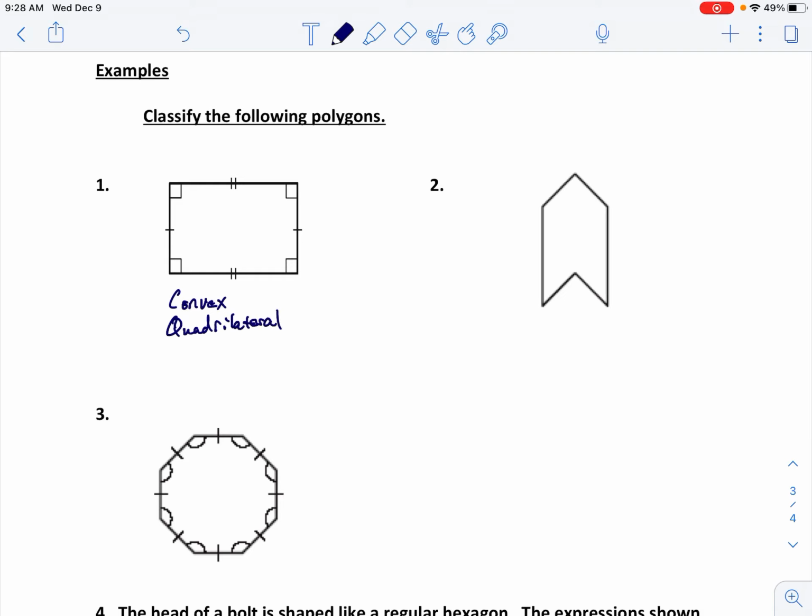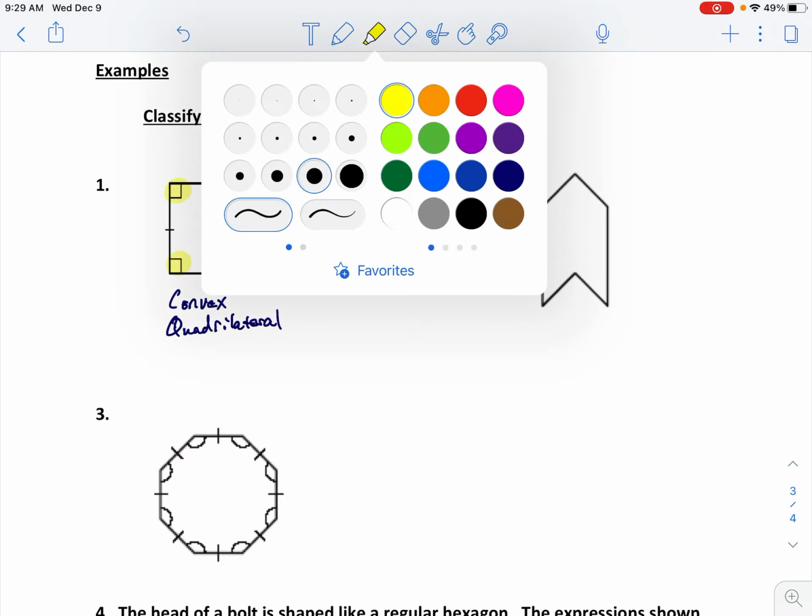And the last thing is to look at the sides and the angles. Are they equal or are they not equal? So I'm noticing first that these angles are all right angles. That means they're all equal. They're all 90 degrees. So it's at least equiangular. Let's check to see if we have equal sides.